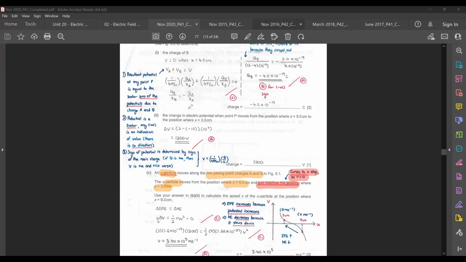Okay, so how do I actually know that it will just come to a stop? It's because I know that from 9 centimeter to 3 centimeter, the particle is slowing down. Sorry, I said it the wrong way round earlier. When you're going from 9 to 3 centimeter, your particle is actually slowing down. You can actually deduce that from looking at the graph.